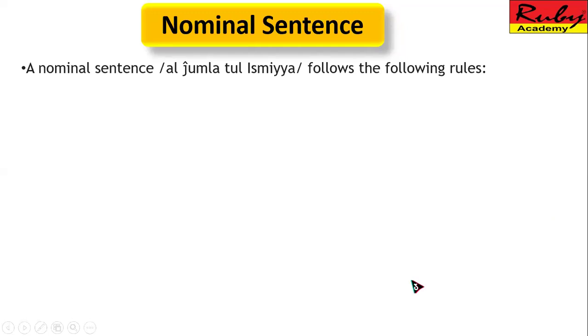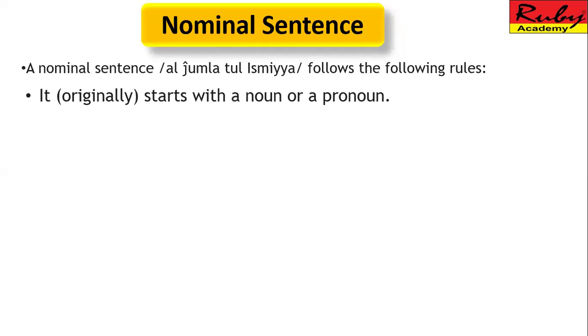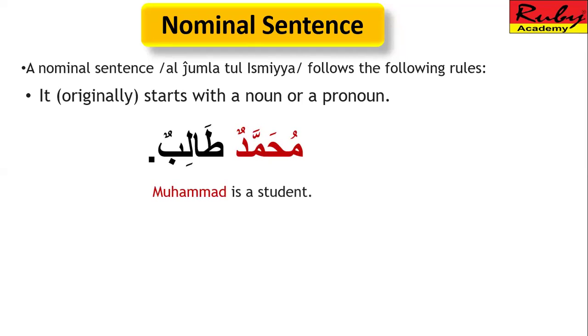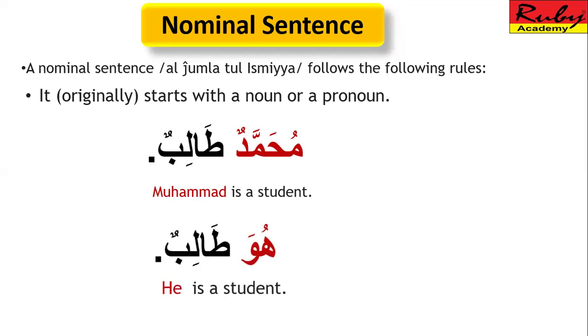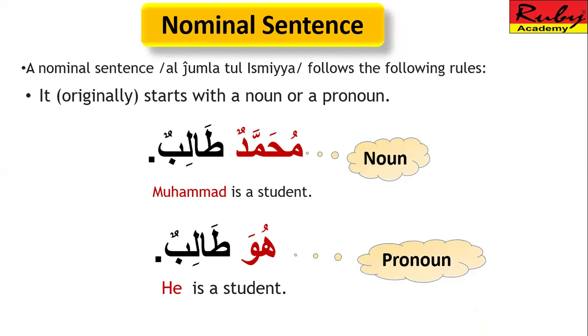So the first rule about the nominal sentence is that it starts with a noun or a pronoun. For example, Muhammadun talibun. Muhammad is a student. Huwa talibun. He is a student. The words which are highlighted are a noun or a pronoun. That means the nominal sentence mostly begins with either a noun or a pronoun. So here Muhammad is a noun, a proper noun, and huwa is a pronoun. That is the first rule.